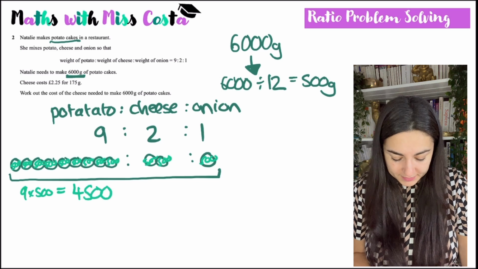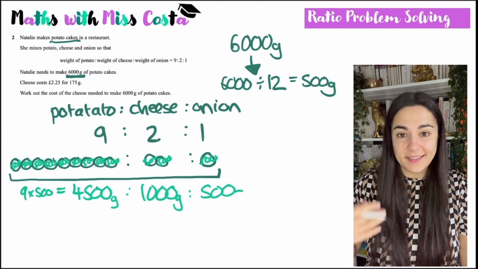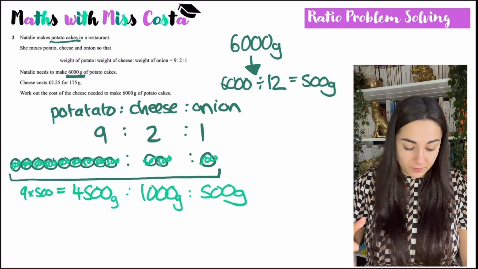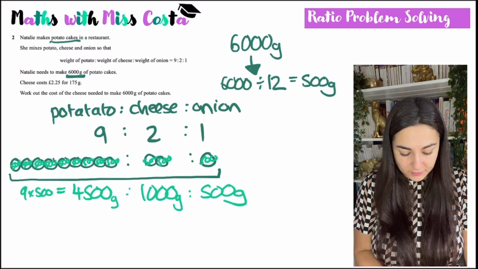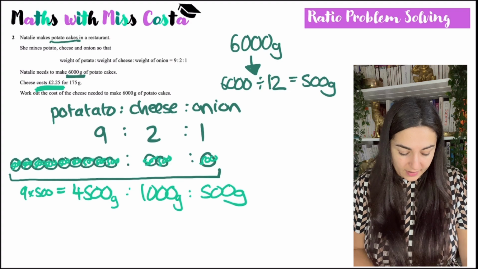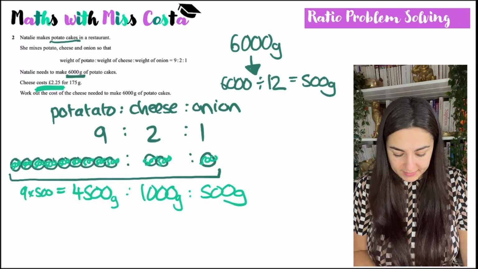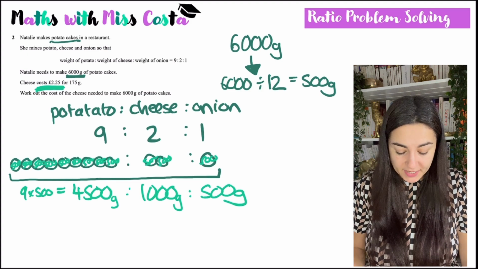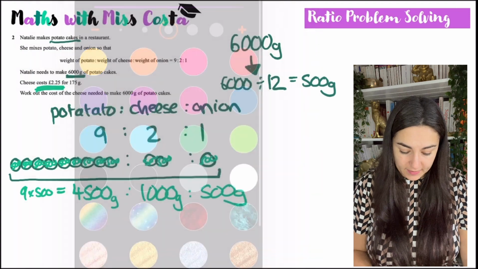Here I do 2 times 500, which is 1,000. And this is just 500 grams. So that is the weight of all of the ingredients needed. So cheese costs £2.25 for 175 grams, and we need to work out the cost of the cheese needed to make 6,000 grams of potato cakes. Well, it's cheese that I'm dealing with, so that's over here.